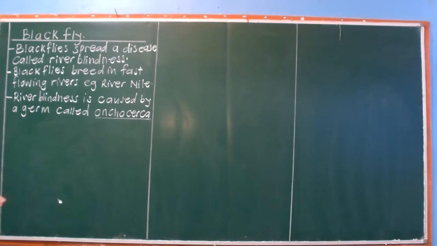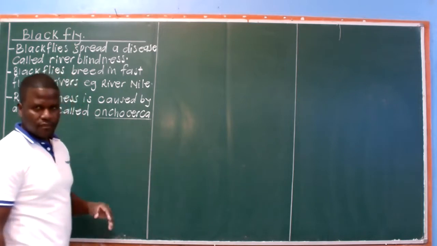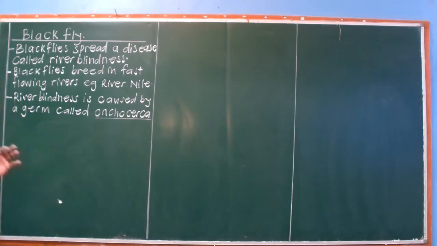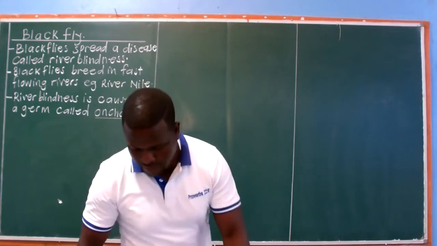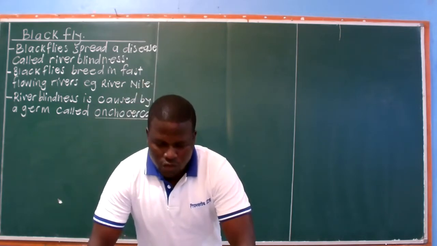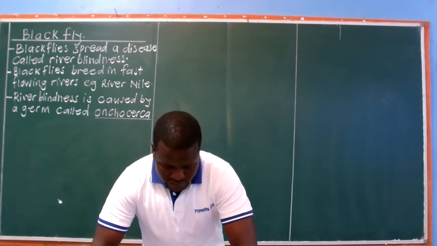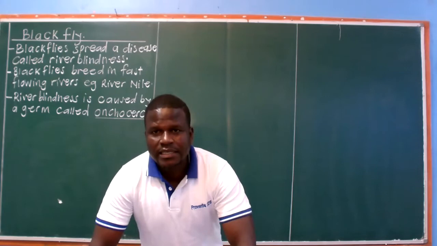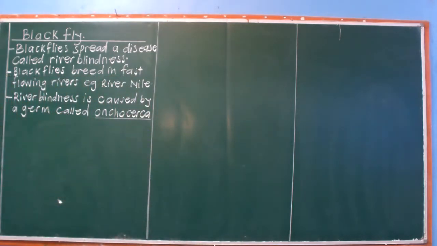And this river blindness is caused by a germ called onchocerca. River blindness is caused by a germ called onchocerca. So sometimes they may ask you to identify the germ that causes river blindness. That germ is called onchocerca. So that means that people who stay along fast-flowing rivers, they can get river blindness.